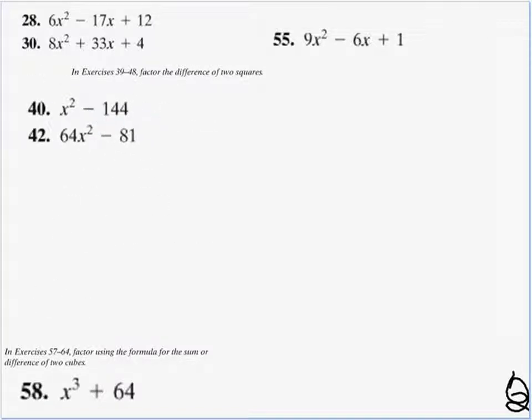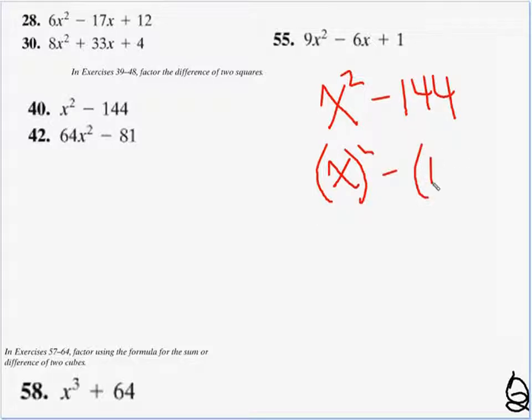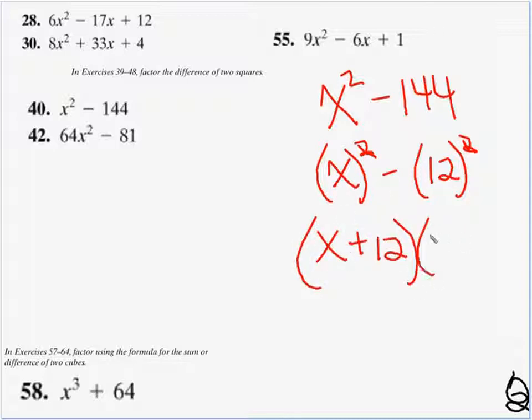Now here they're telling us difference of squares. x squared minus 144. Well, the square root of x squared is x. The square root of 144 is 12. So those are the two numbers or factors we're interested in, x and 12. So we're going to have a sum, x plus 12, and a difference, x minus 12, and there's our solution.